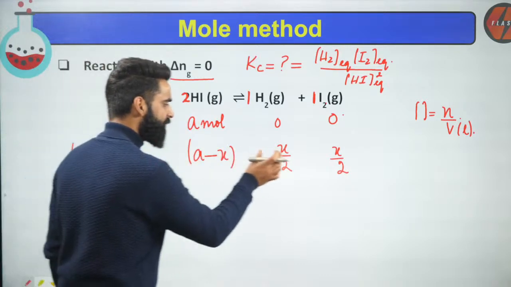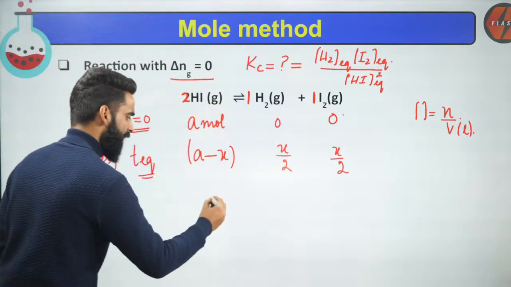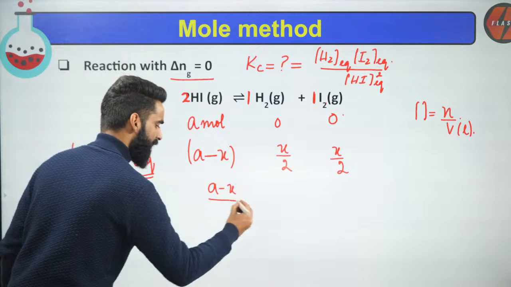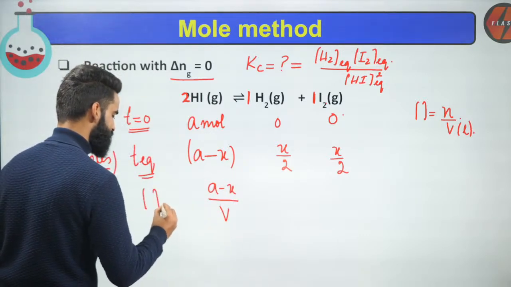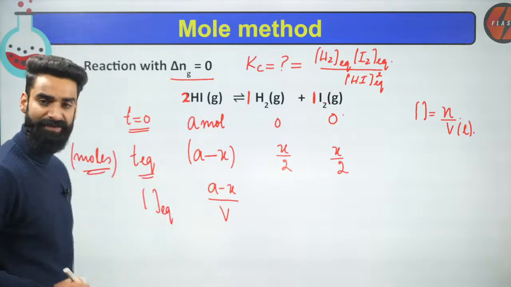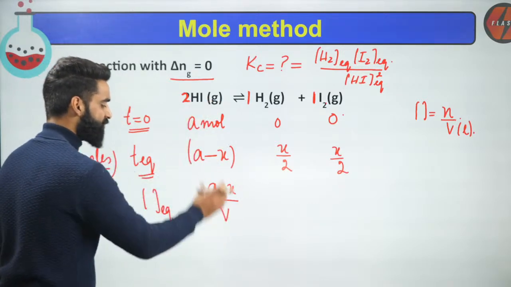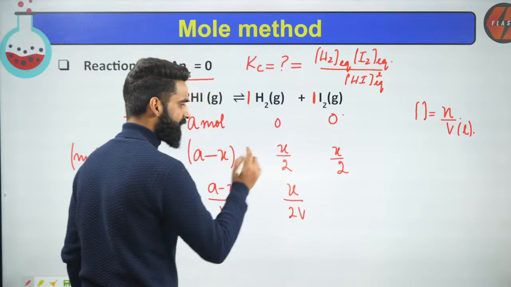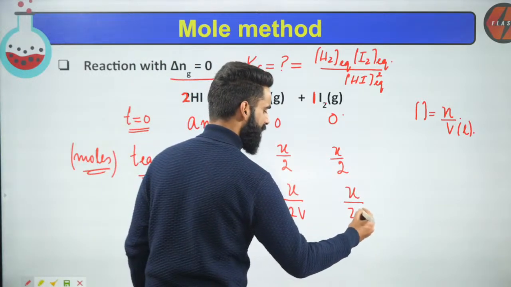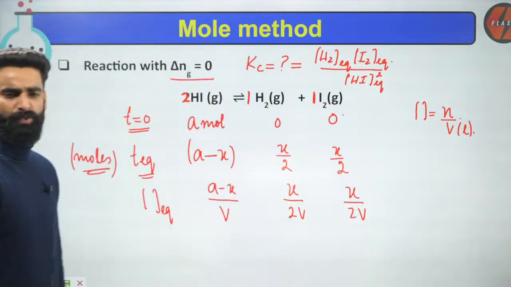I got the moles of reactants and products at equilibrium. Now if I divide these moles by the volume of the system in liters, I'll get the concentration of each reactant and product at equilibrium. This is the concentration of HI at equilibrium. X divided by 2V becomes the concentration of H2 at equilibrium, and X divided by 2V again becomes the concentration of I2 at equilibrium.